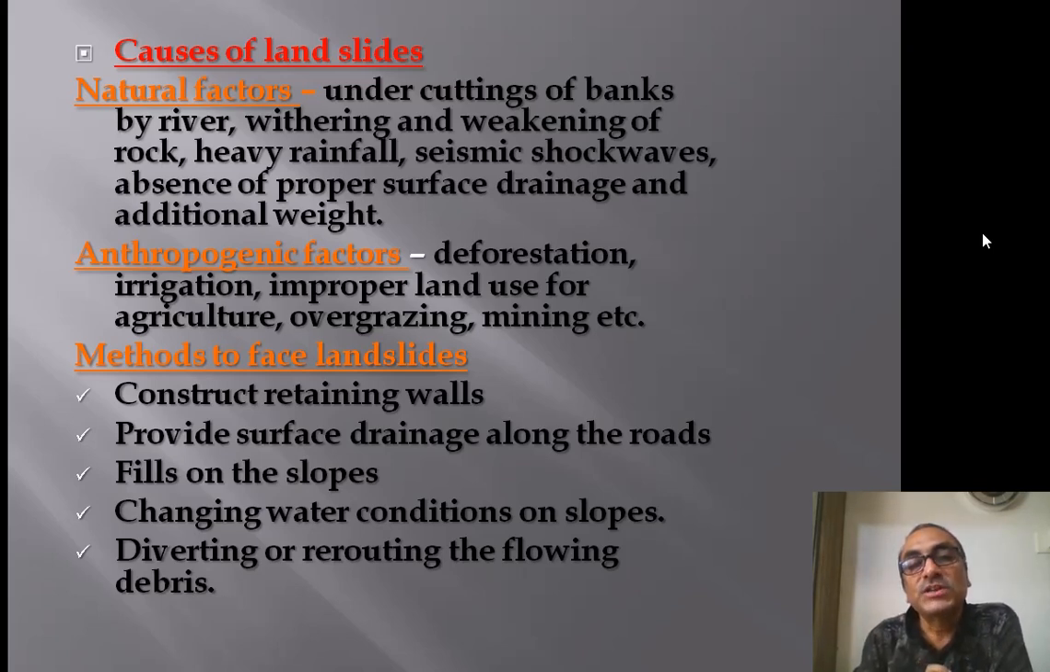And then changing water condition on the slope, diverting or rerouting the flowing debris. And these are the ways, because when the water is flowing down from the mountains, it carries along the sand, soil and dust. So what we have to do is reroute the flowing debris, so that the effect of landslide can be minimized.